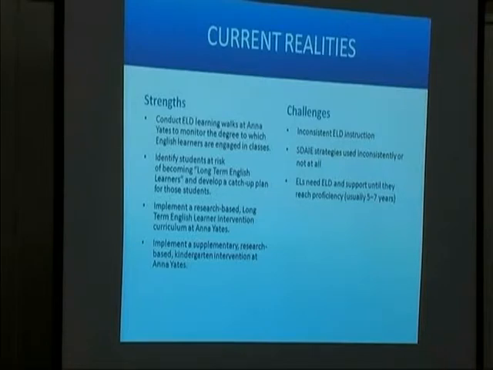This year, we're implementing a research-based long-term English learner intervention at Anna Yates. I'm working with all the students that are in 6th, 7th, and 8th grade to improve their academic listening, speaking, and writing skills. And then we're also implementing a research-based kindergarten intervention at Anna Yates this year.